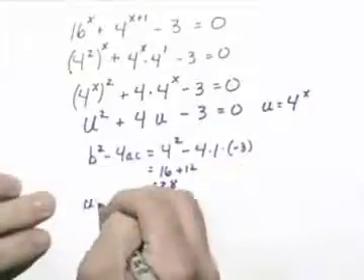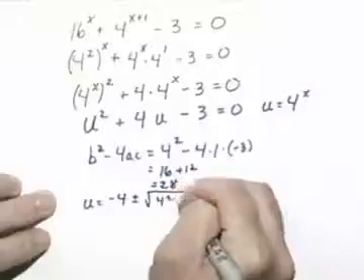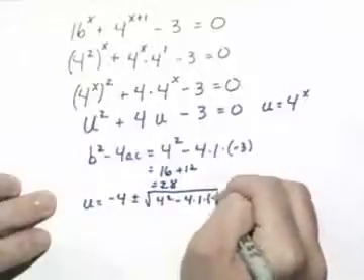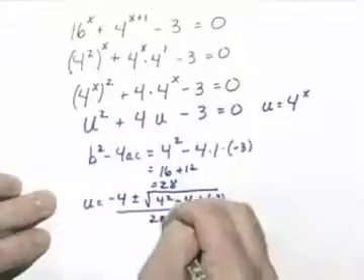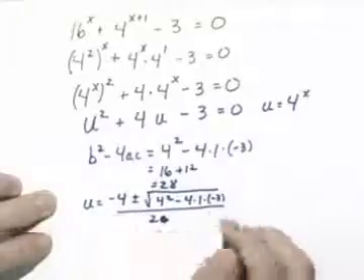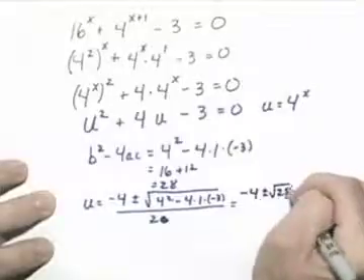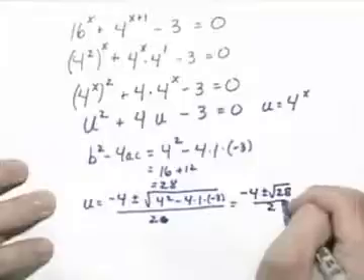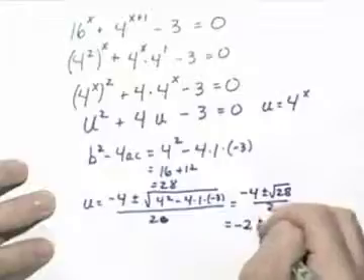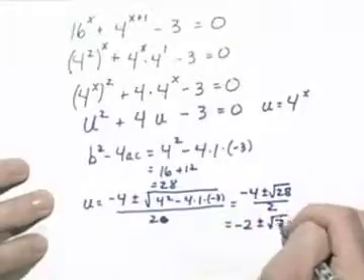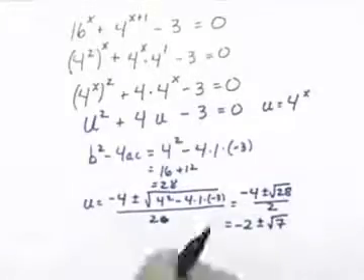So we have that u equals the opposite of b plus or minus the square root of b squared minus 4 times a times c, all over 2a, where a is 1, so I don't even need that. Simplifying, I get negative 4 plus or minus the square root of 28 over 2. The square root of 28 is 2 root 7, so I end up with negative 2 plus or minus the square root of 7. But that gives me u. I want to know x.